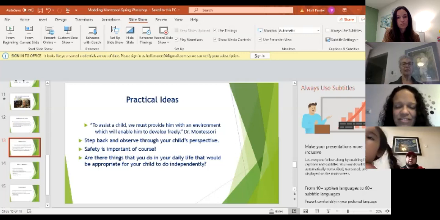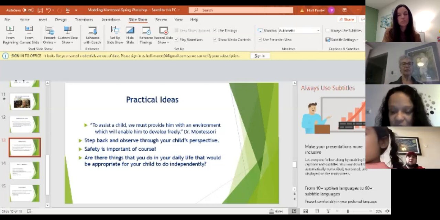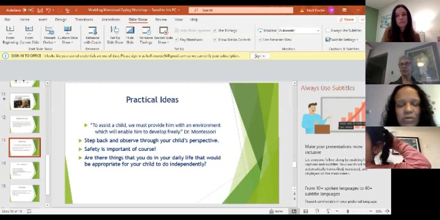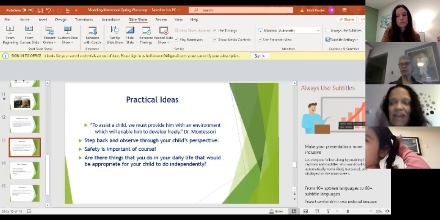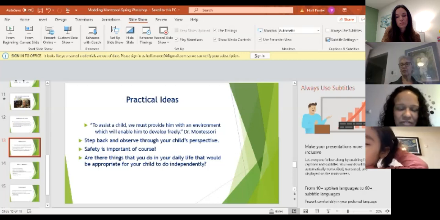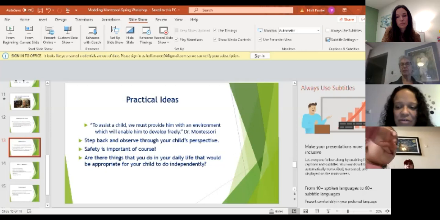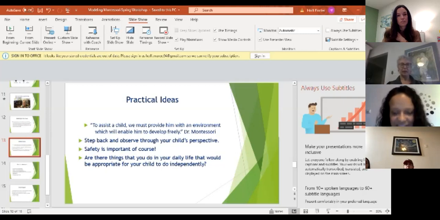Do they see just cabinet doors? Do they get to see maybe a beautiful floral arrangement, or some snacks that they are able to access independently? Of course, safety is important. Even as Montessorians, we do take safety precautions. We make sure we put the little protectors in the power outlets, things like that. We're not going to do anything that's inherently dangerous.